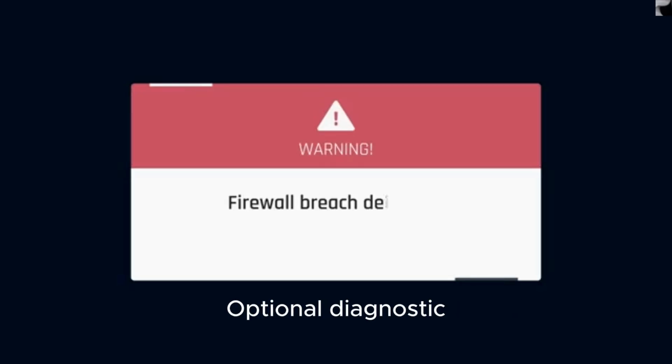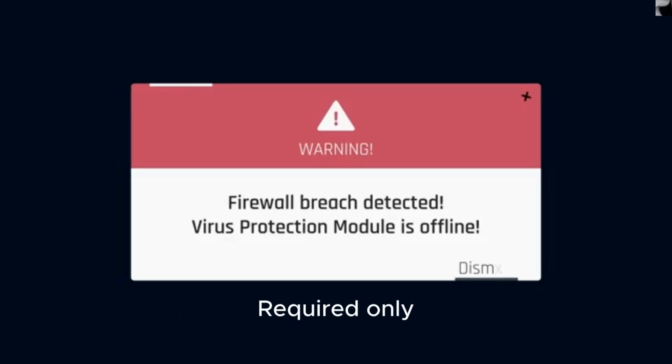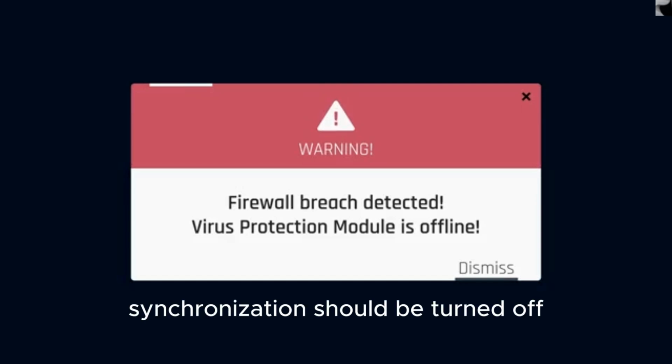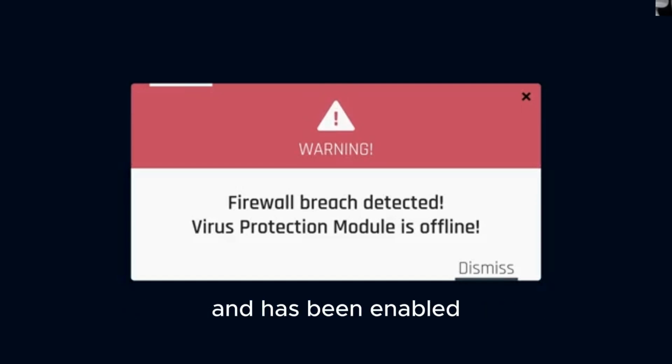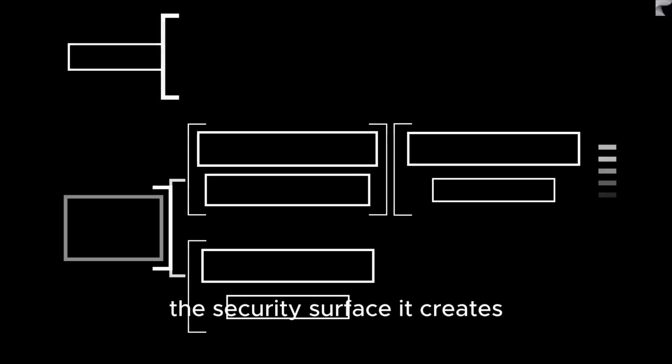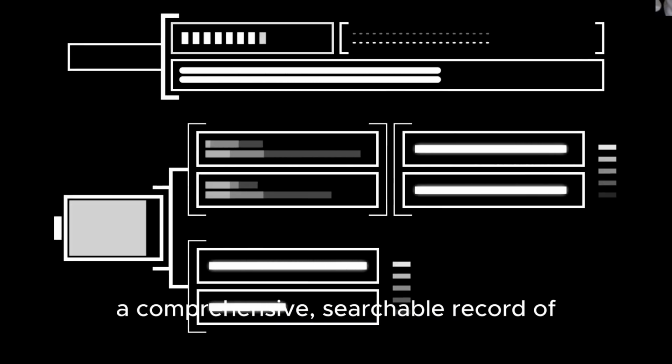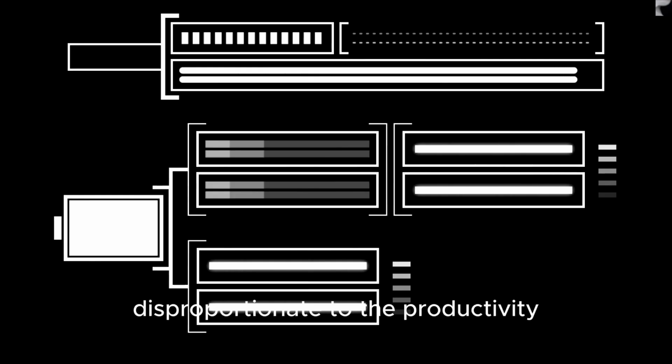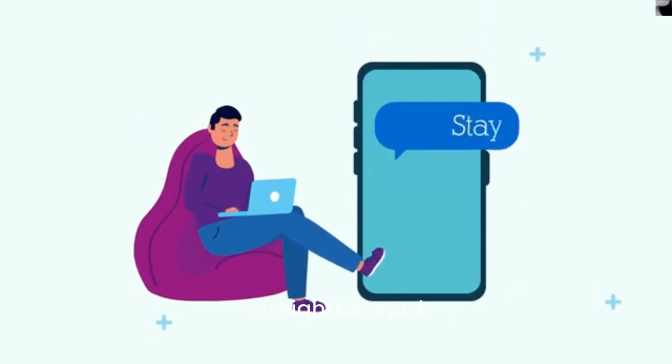The advertising ID should be disabled. Optional diagnostic data collection should be set to required only. Activity History synchronization should be turned off. If Recall is available on your hardware and has been enabled, the security surface it creates, a comprehensive, searchable record of everything on your screen, represents a risk that is disproportionate to the productivity benefit for most users in sensitive professional contexts. Disabling the advertising ID is straightforward.